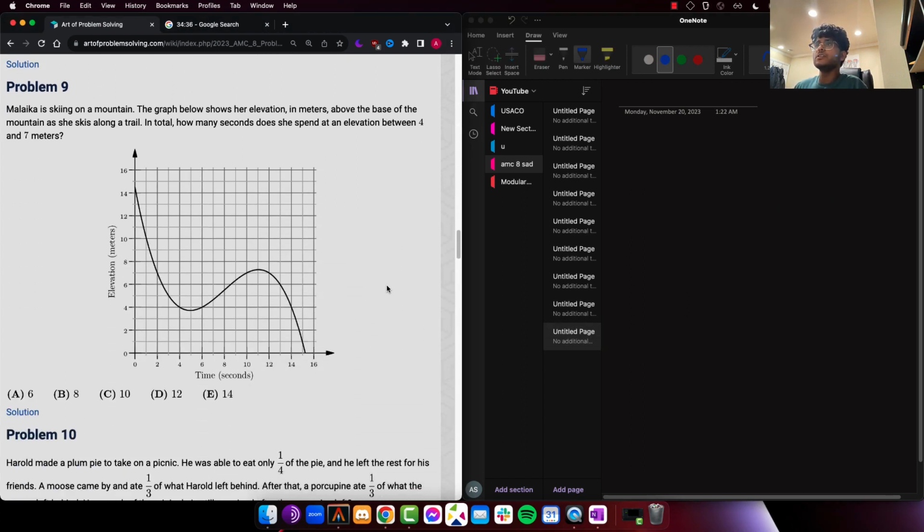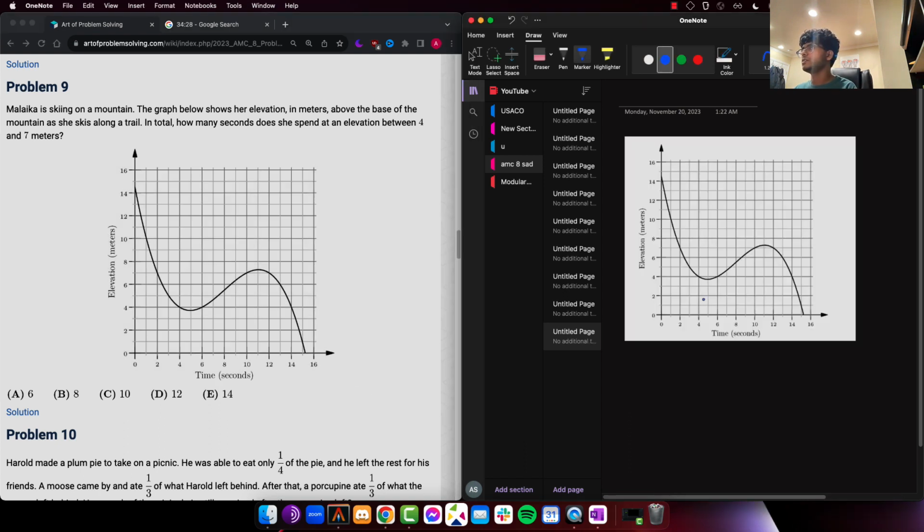Malaika is skiing on a mountain between 4 and 7 meters. So 4 and 7 is this. And then we do, so it's these two, these 4, and these 2. So 2 plus 4 plus 2 is 8. B.